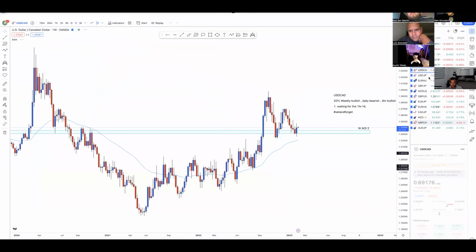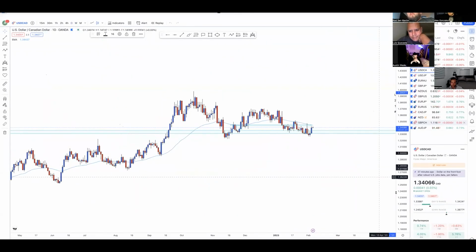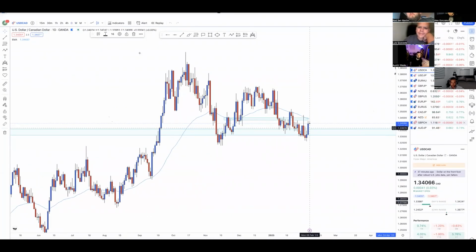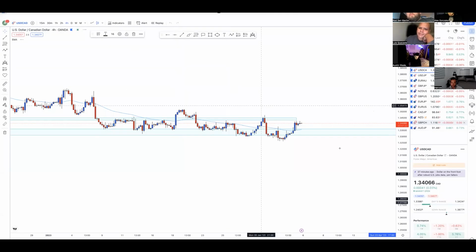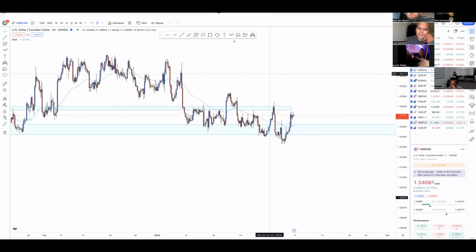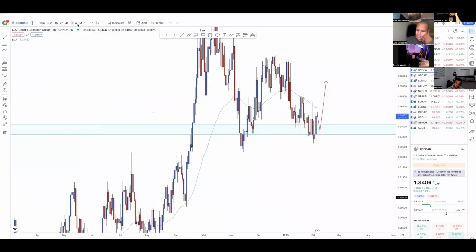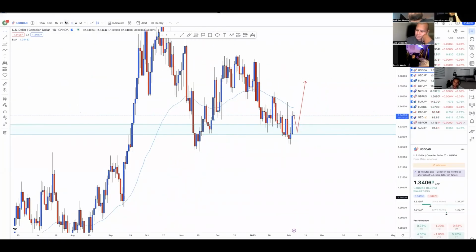nothing. USD CAD, bullish daily, bullish 4-hour, bullish. Beautiful, simple, easy trade. All I need is a pullback to go long. Beautiful, beautiful, beautiful trade. Yes, this is exactly what I want.